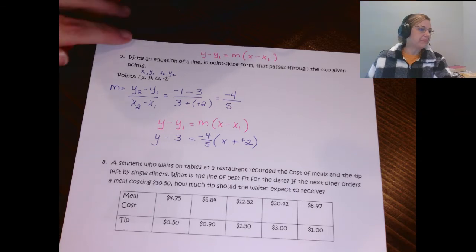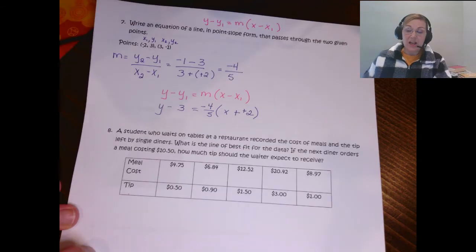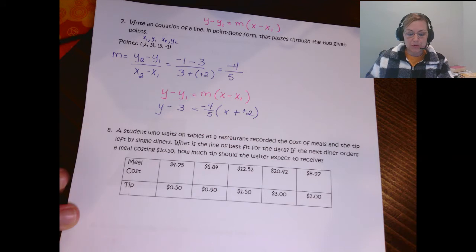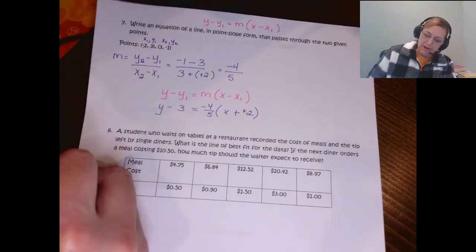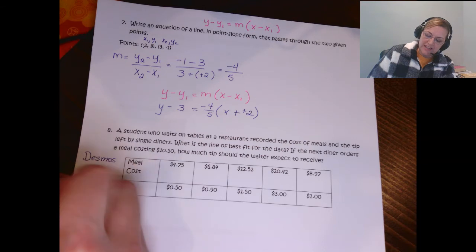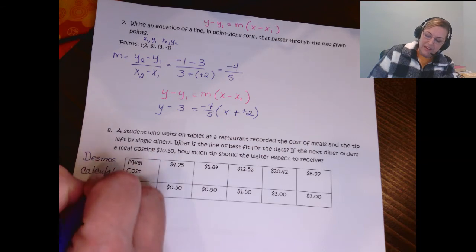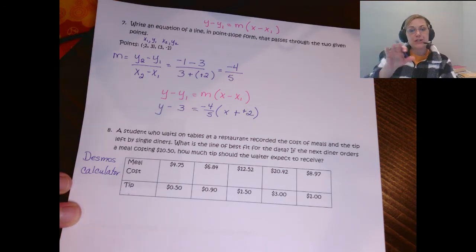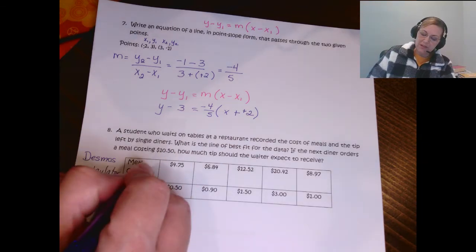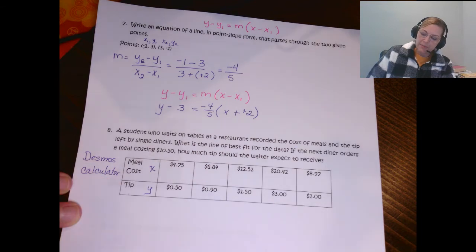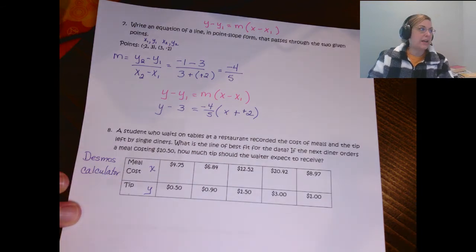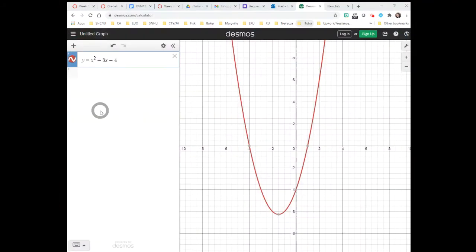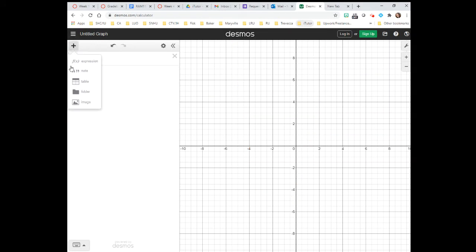Okay, let's take a look at number 8 then. This is another one you're going to want to use that Desmos graphing calculator. And I'm just going to put a little note to myself. This is a Desmos calculator problem. Now for this one, friends, I'm going to put this table into Desmos, but I'm going to turn it on its side, okay? So I want you to notice I'm going to put the meal cost in the X column, and I'm going to put the tip in the Y column. So let me adjust just a little bit, going back to my Desmos calculator. I'm going to take this guy off, and we're going to add with the plus there a table.